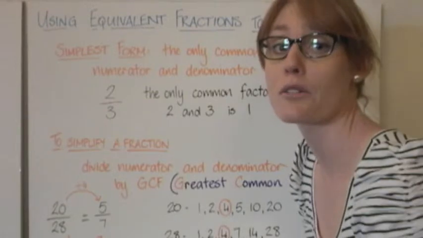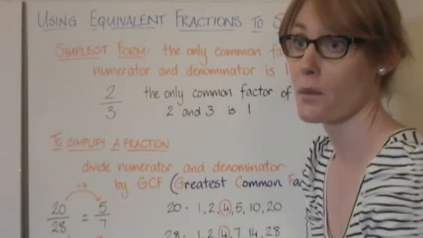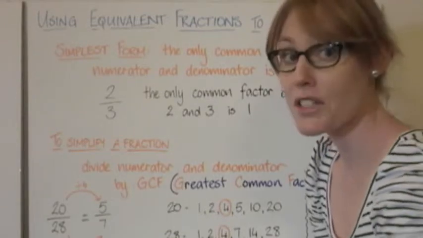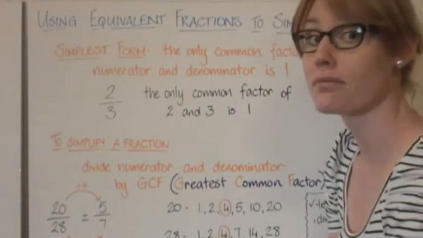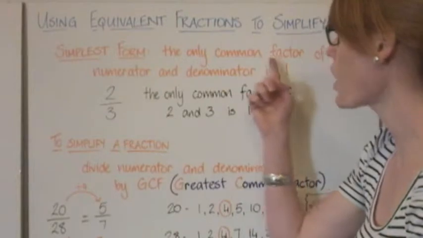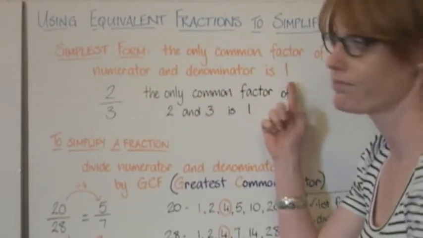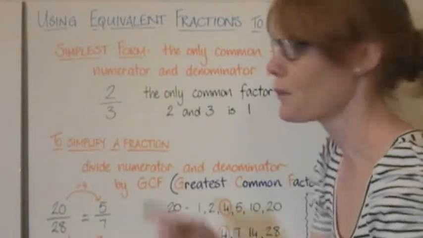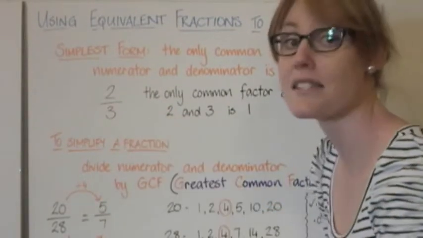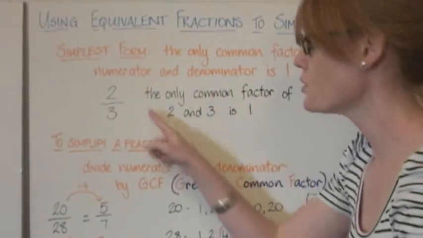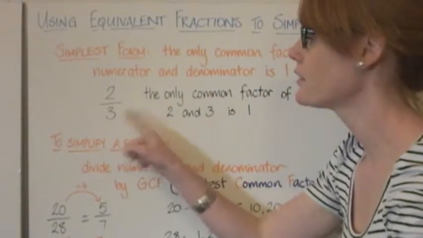Equivalent fractions are really useful to us. We can use them to help us simplify. A fraction in its simplest form is a fraction where the only common factor of the numerator and denominator is 1. For example, 2/3 is in its simplest form because the only common factor of 2 and 3 is 1.